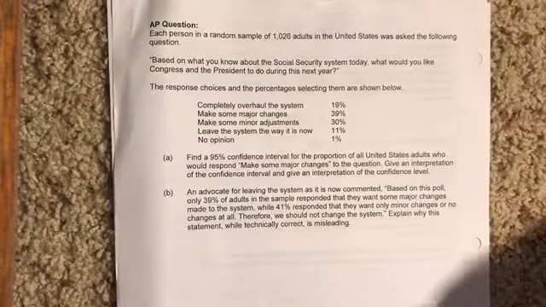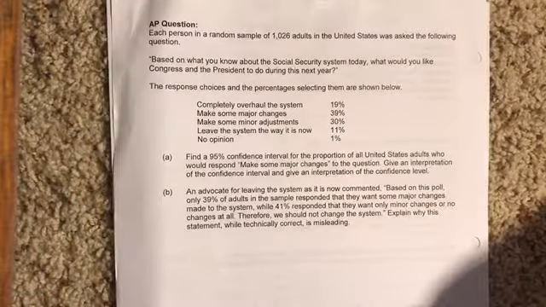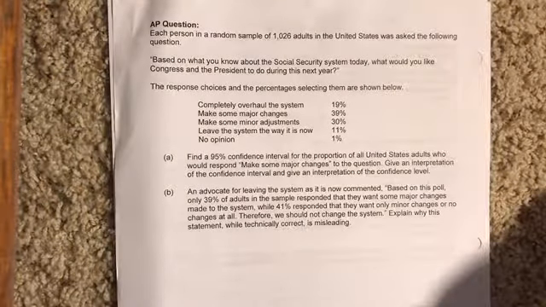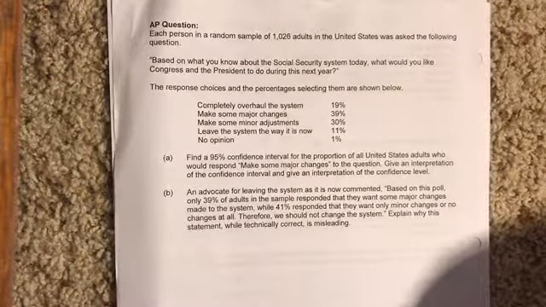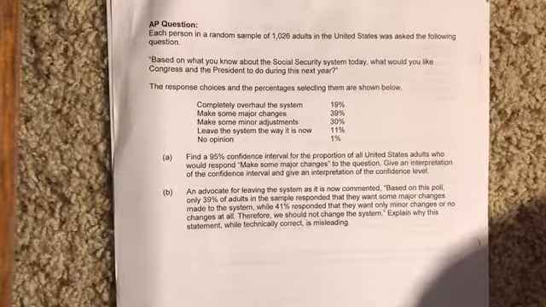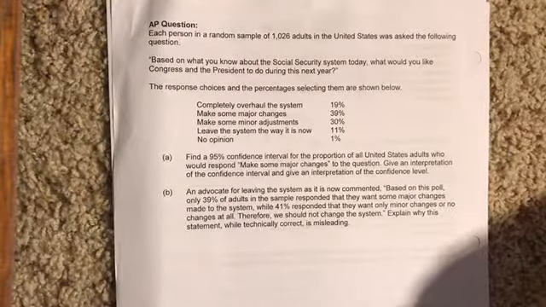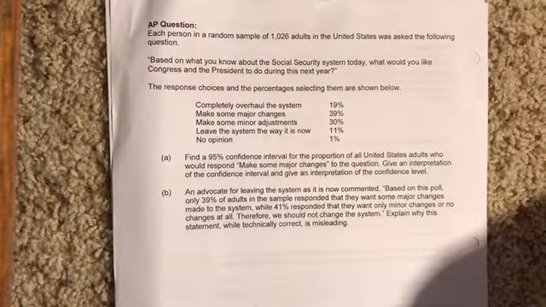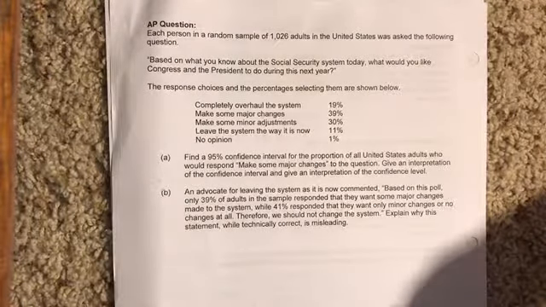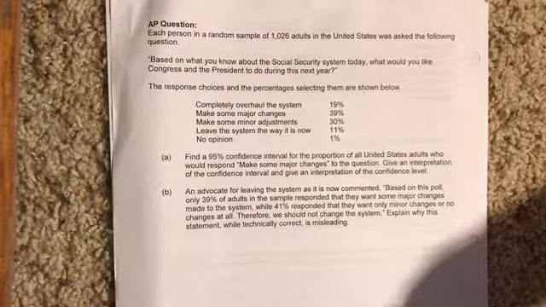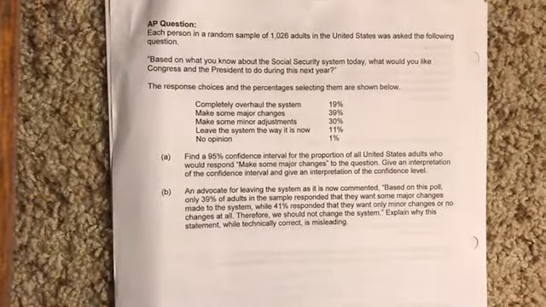So the AP question gives us a random sample of 1,026 adults that were asked the following question: based on what you know about the Social Security system today, what would you like Congress and the President to do during this next year? And the answer choices were completely overhaul the system, make some major changes, make some minor adjustments, leave the system how it is now, and some have no opinion.